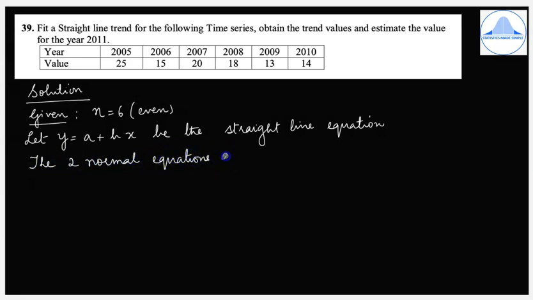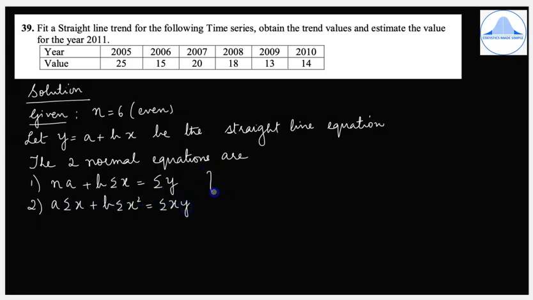are: first one, na plus b summation x is equal to summation y, and second, a summation x plus b summation x square is equal to summation xy. Now these are important and they'll help us to get the two values a and b.